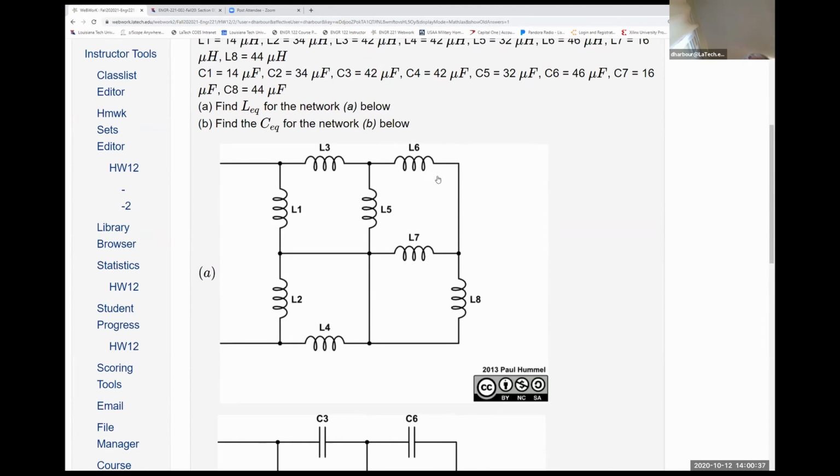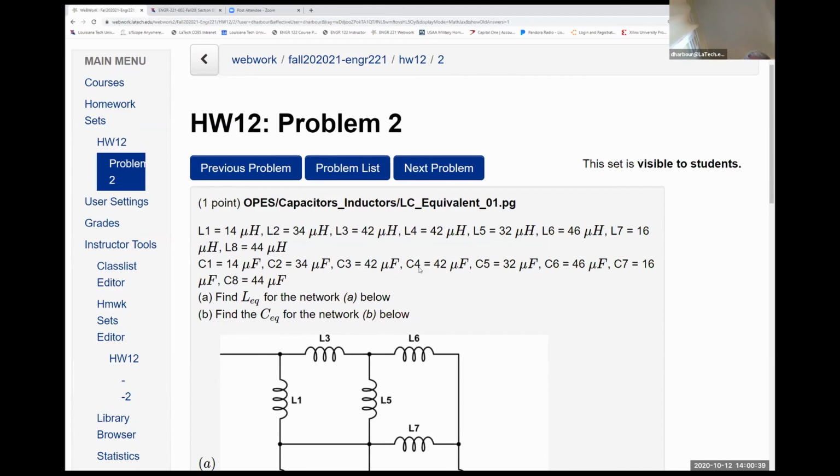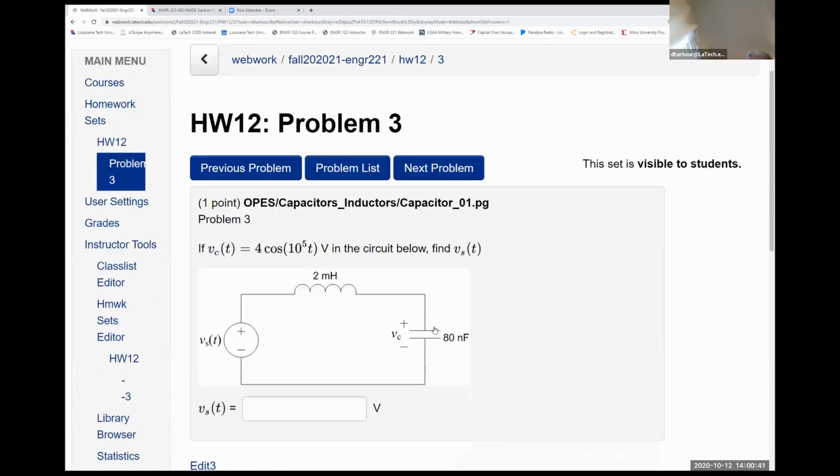The next problem, hopefully pretty straightforward. You're given the voltage here across the capacitor, and so it's a single loop. Since all we have is the voltage across the capacitor, about all we can do with that is find the current through the capacitor by taking the derivative of this, C dV/dt. So taking the derivative of cosine and getting that.